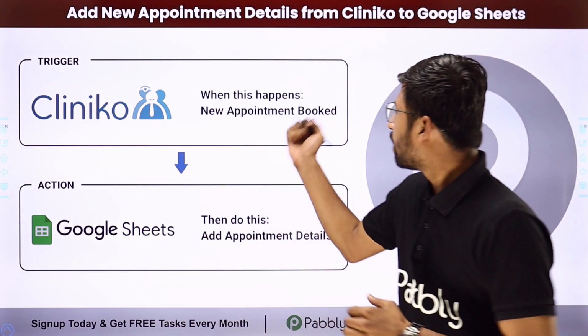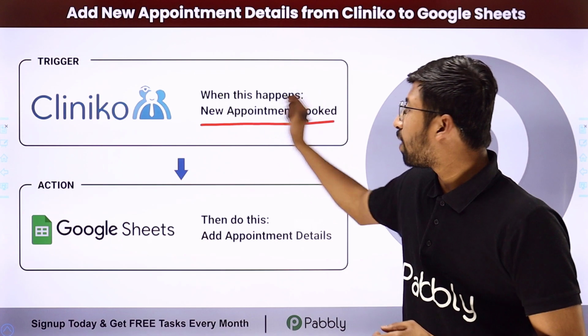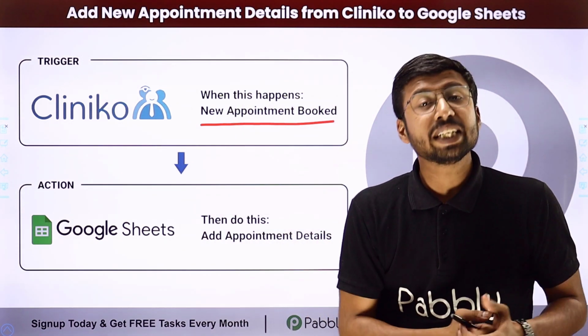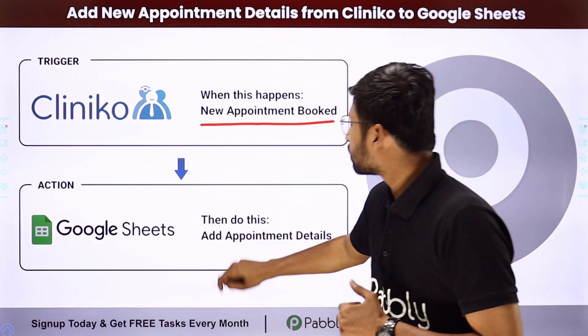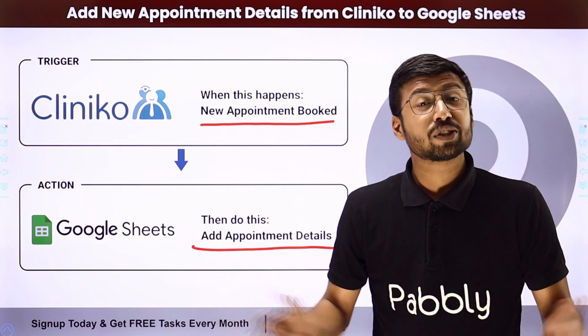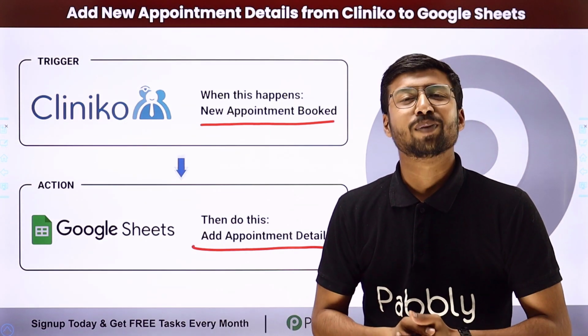So in this automation, whenever a new appointment is booked by our patient or by our team members in Cliniko, automatically with all the details of that appointment, we are going to add those details in our Google Sheets. Now, if you want to know how you can set up this kind of automation, for that you just have to come with me to my screen.